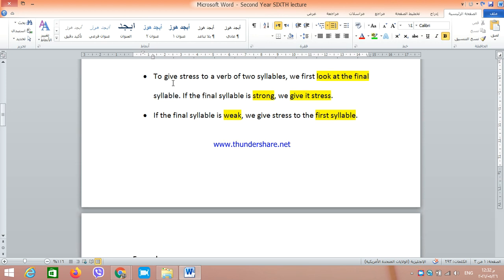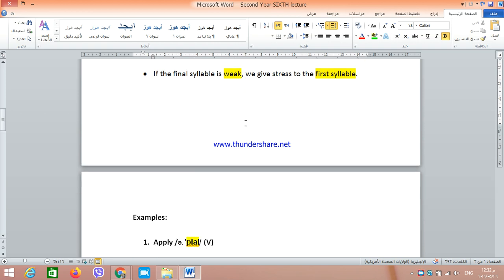First of all, to give stress to a verb of two syllables, we should look at what? At the final syllable, that is the second syllable. If that syllable is strong, we give it stress. So we start from the right side, nearer the end of the word, and we go to the second syllable and check. If that syllable is strong, we give it stress. If that syllable is weak, what shall we do? We go to the first. If the final syllable is weak, we give stress to the first syllable.